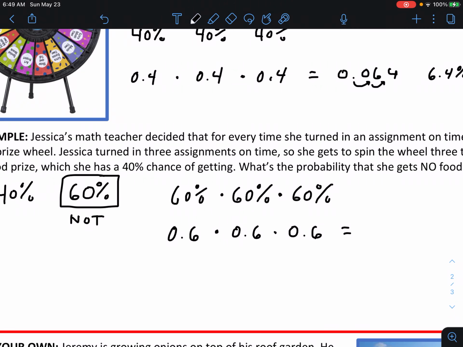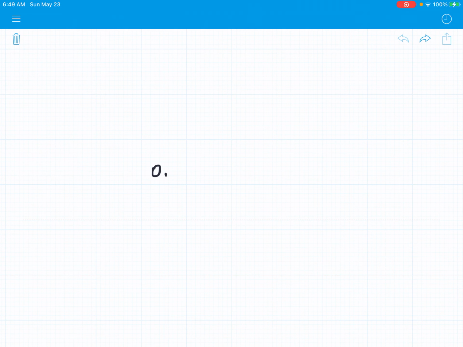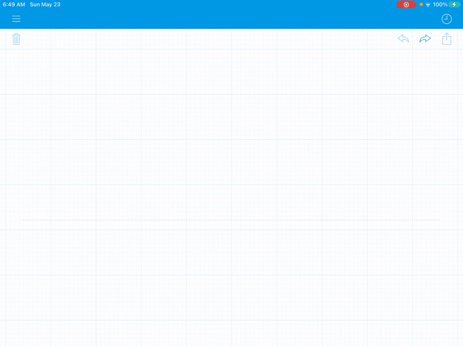I don't know what that is off the top of my head, so I'm going to go back over to my calculator. 0.6 times 0.6 times 0.6. And we end up with 0.216. Wait a minute, that's a comma. Let me see if I can fix that and if it changed it or not.